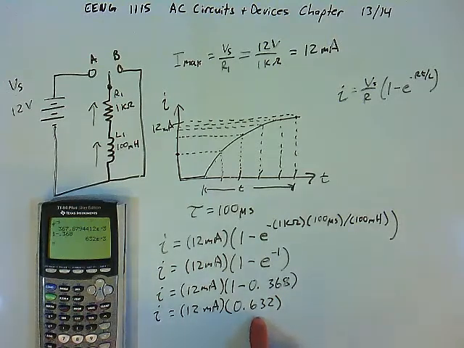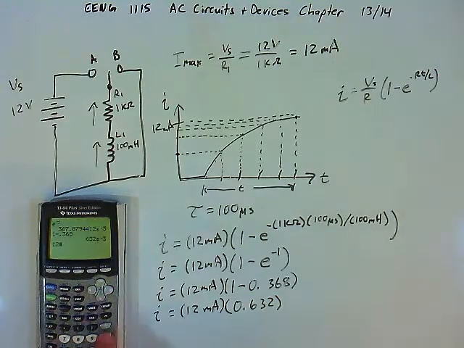The book will tell us that after 1 time constant, we will have risen to 63.2% of the total maximum possible current that can flow in the circuit. That's exactly what we're seeing here. You see that the maximum is 12 milliamps. We're multiplying by 0.632, which is the same thing as 63.2%. And so we're saying that after 100 microseconds has passed, the current is going to be 63.2% of the maximum value of 12 milliamps. And so 12 milliamps times 0.632 is going to be 7.584 milliamps.